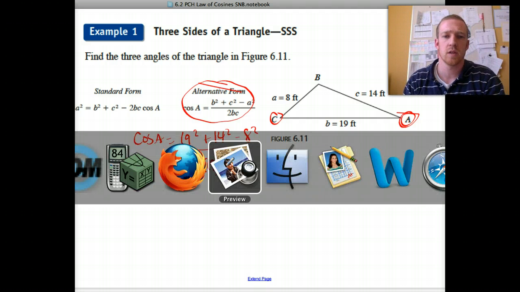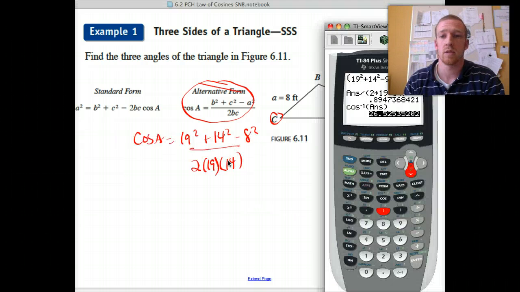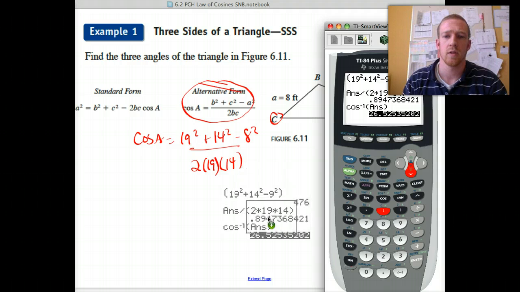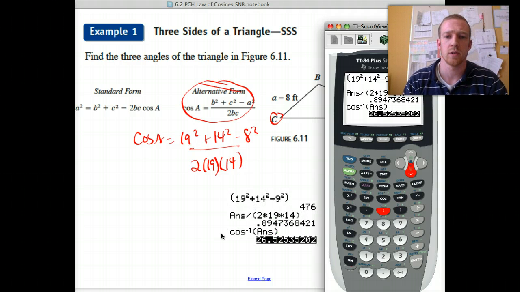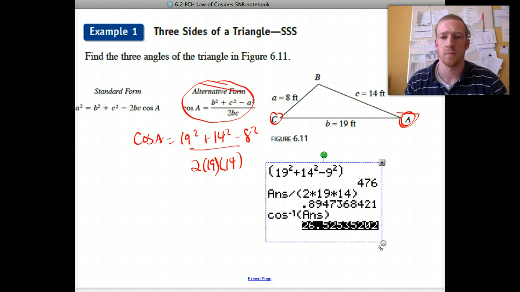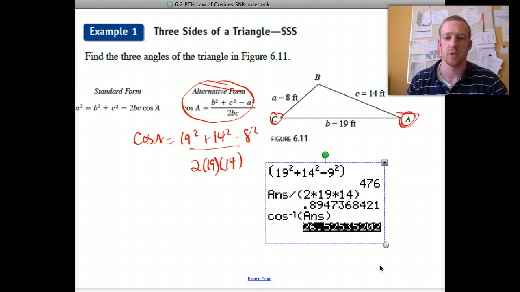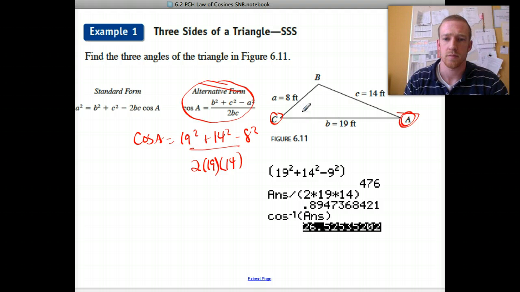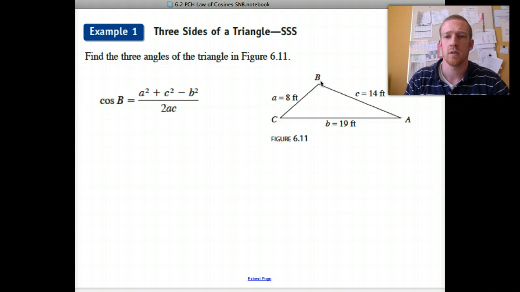And again, the proper way to enter that into your calculator is this. So pause it and look at that if you need to. And then there we go. So feel free to pause the recording and check out any of these answers. If I go too fast or anything, feel free to do that. So then this is our final answer. Angle A is 26.53 degrees.